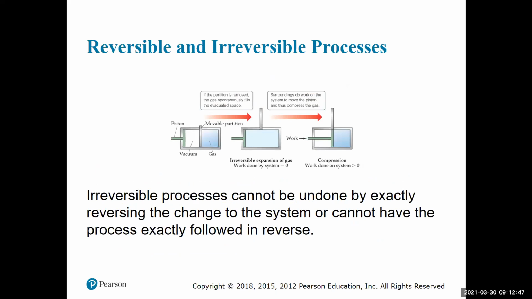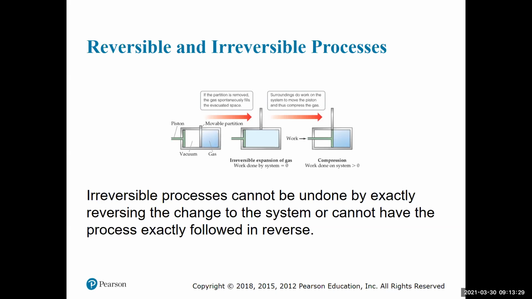Here's an example of an irreversible process. And so we define irreversible processes as those that cannot be undone by exactly reversing the change to the system, or cannot have the process exactly followed in reverse. So in this case, let's take a look at this diagram. What we have here on the left is this little container with a piston on the left-hand side. And in the middle, there's a partition that was put in here. Then on the right-hand side, the bluish part, there's a gas introduced into there. And the left-hand side is a vacuum, okay? So there's nothing in there.